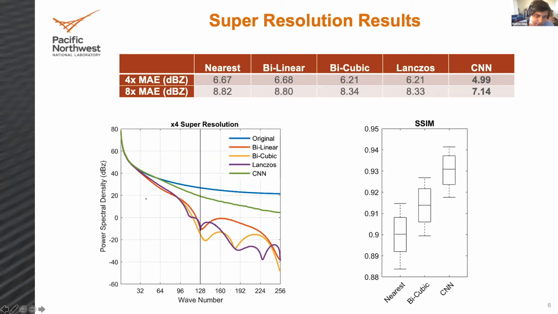And then we also look at the spatial power spectral density of the outputs. So in this plot on the left, the blue curve is the original high resolution data. The green curve is the output from the neural network, and the other three curves are the output from interpolation schemes. And the idea is you would like to be as close to that blue line as possible.